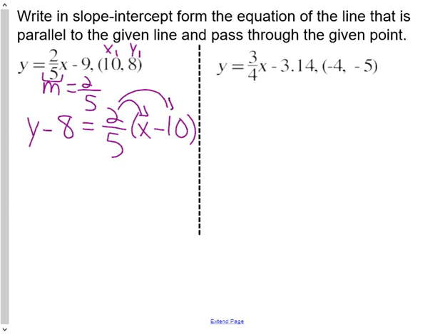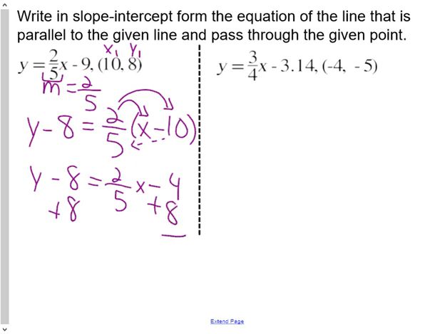Multiply 2/5 into both sides, we get y minus 8 equals 2/5 x. And then 2 times 10 is 20. 20 divided by 5 is 4. So I get 4, and then that one's a negative 4. And then we're adding 8 to both sides, finish it up. So we get y is 2/5 x plus 4.